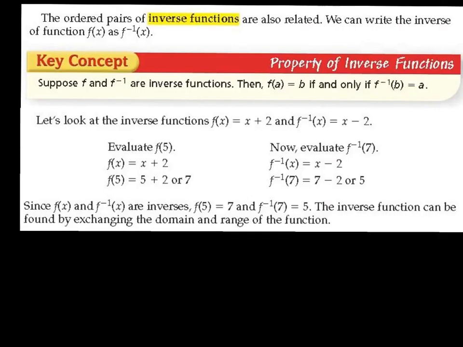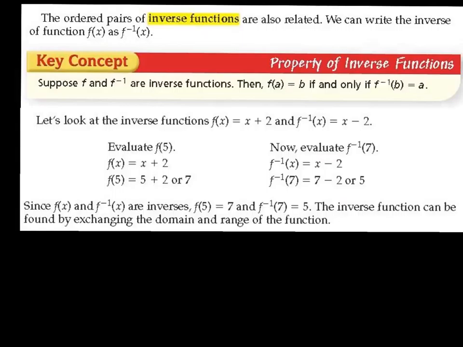There's a pretty simplistic example from your book. They have the functions f of x equals x plus 2 and the inverse of f of x equals x minus 2. The opposite of adding is subtracting. So if we evaluate f of 5, we find 5 plus 2 is 7, or the inverse of f of 7, 7 minus 2, gets us back to the 5. Since f of x and the inverse of f of x are inverses, f of 5 equals 7 and the inverse of f of 7 equals 5.